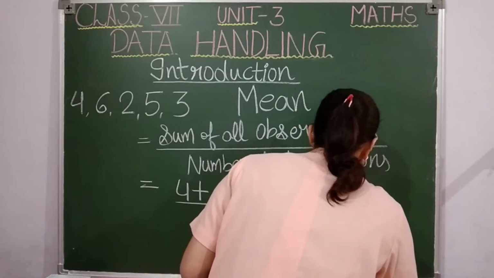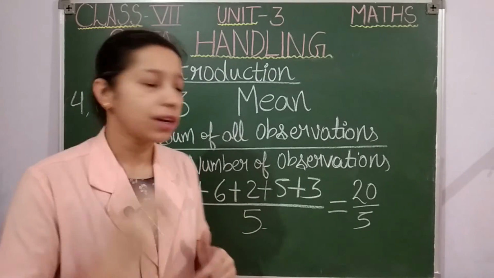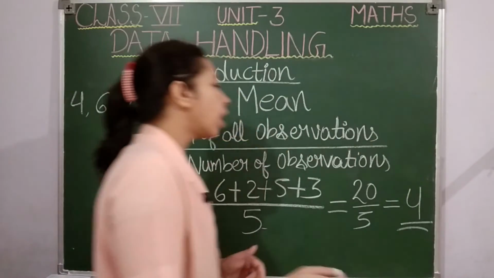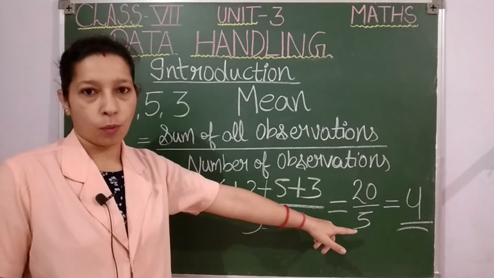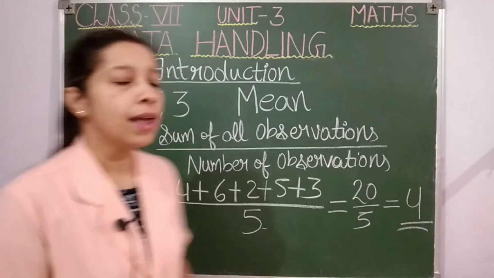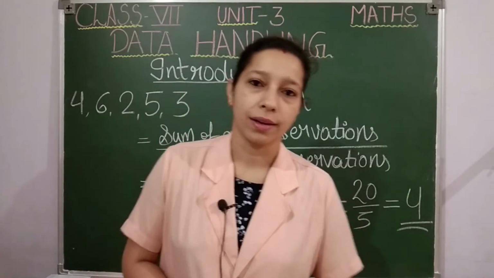Okay, students, we got 20 upon 5. We can cancel 20 and 5. 5 fours are 20. So see, students, what is the average or arithmetic mean or mean of the given data? It is 4. Clear, students? So you have to learn this formula by heart: sum of all observations divided by number of observations. You can note it down and then we'll see our next topic.